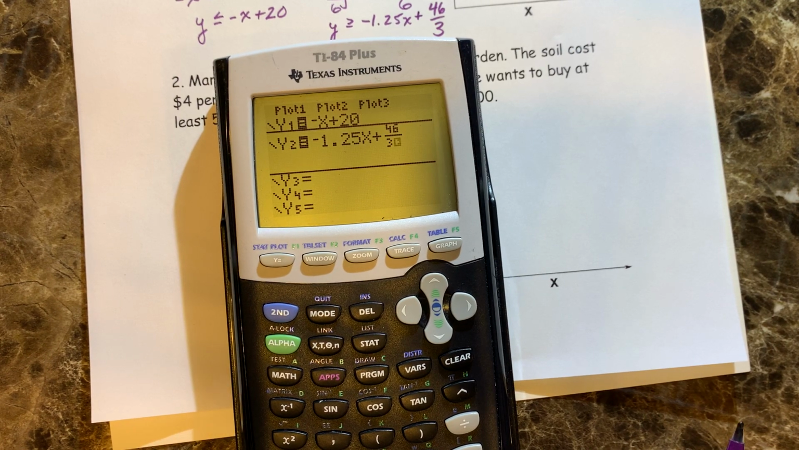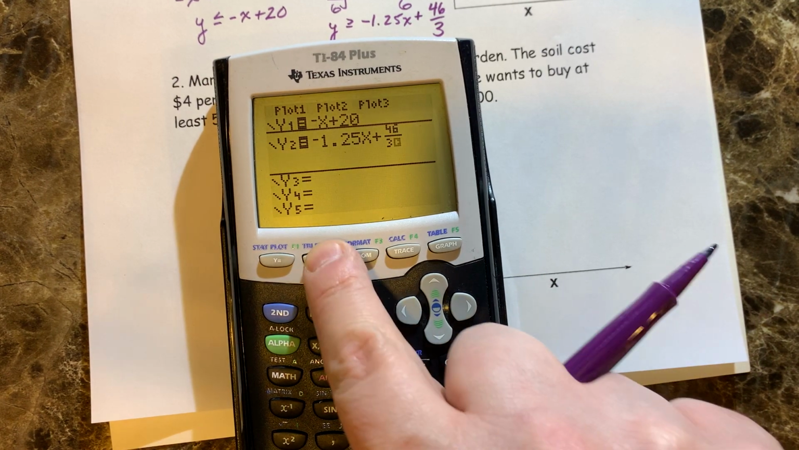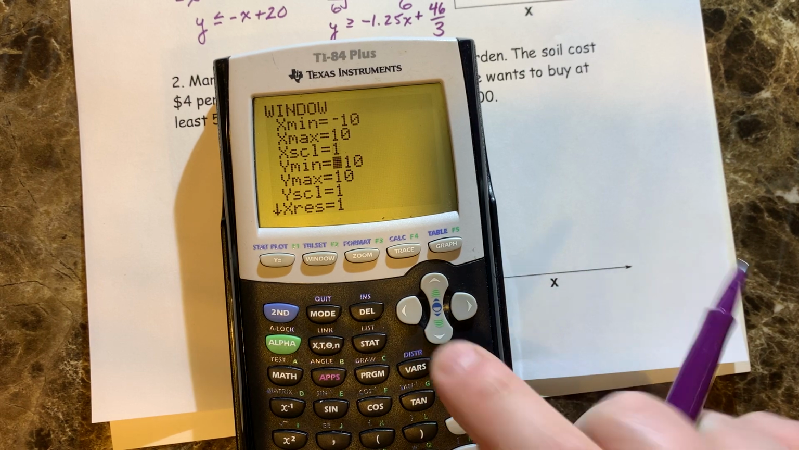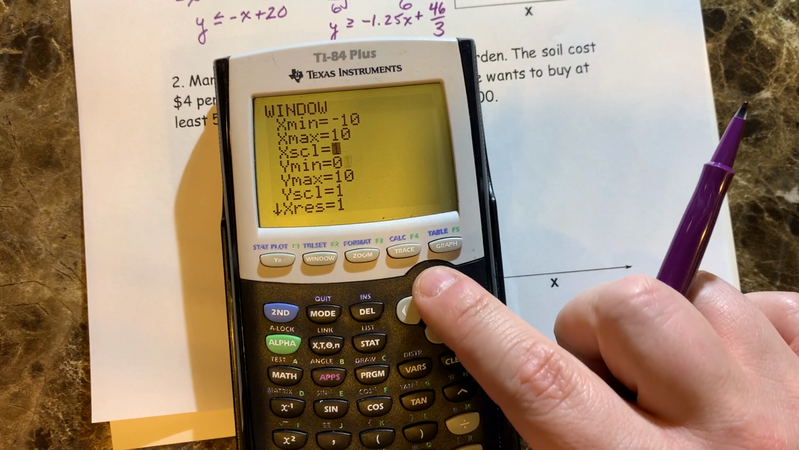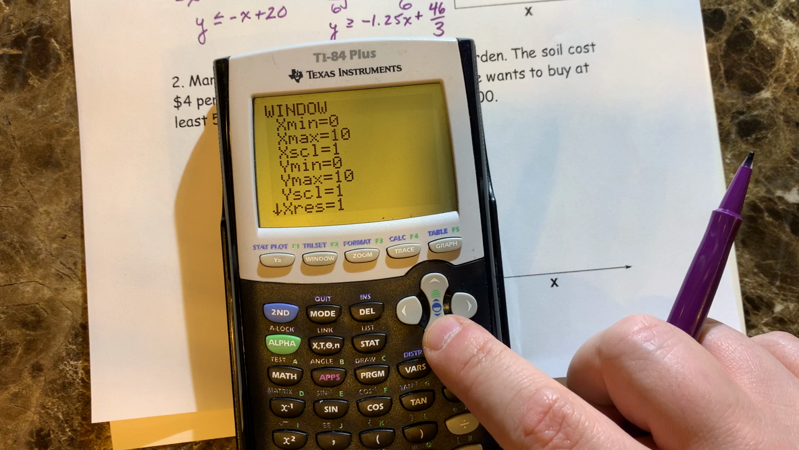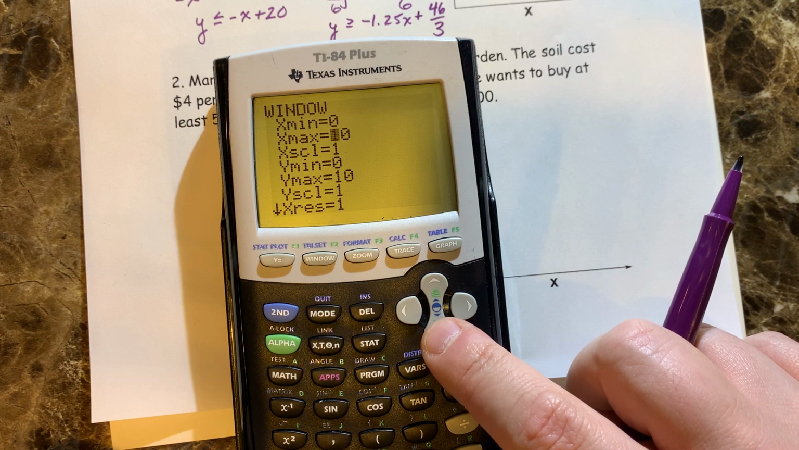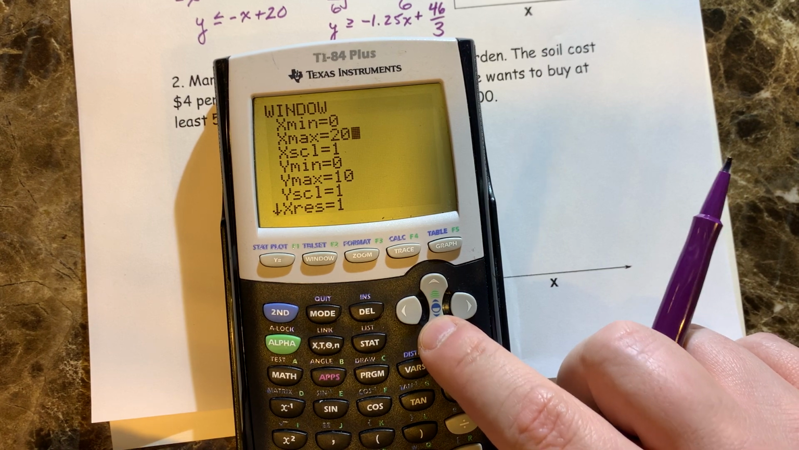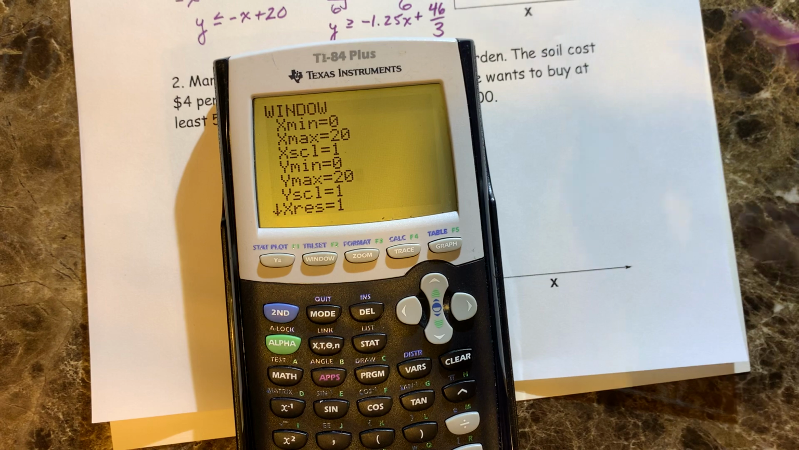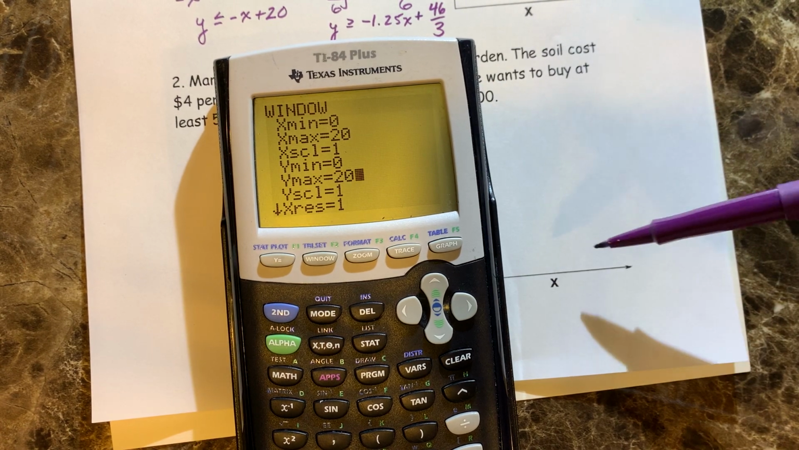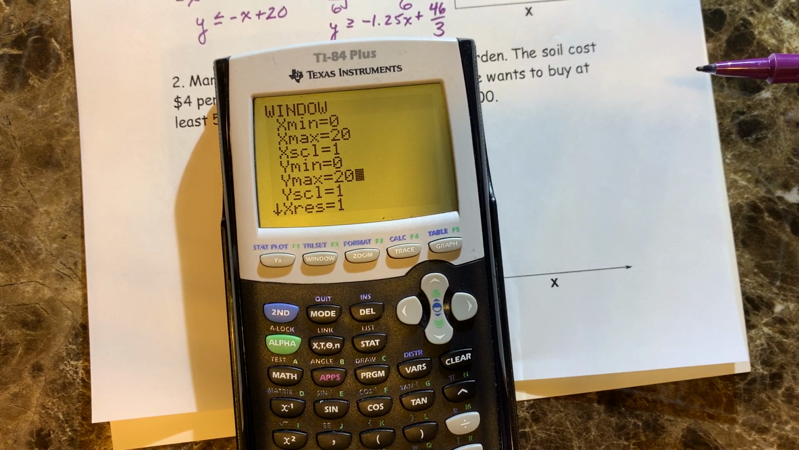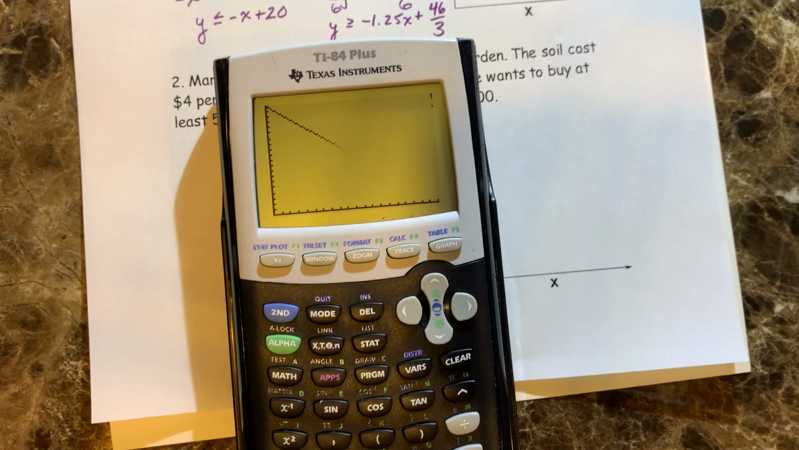or 15.3 repeating. If I go to my window, I know I'm only in the first quadrant, so the minimums can both be 0. I don't know what my x max is going to be, so we can make a guess with that. Since it seems like 20 is going to be our y-intercept, I'll make that 20 as well, especially because the graphing space I gave you ends up kind of being square-like. So I'll try putting 20 for both, and I'll see what I get on my graph.